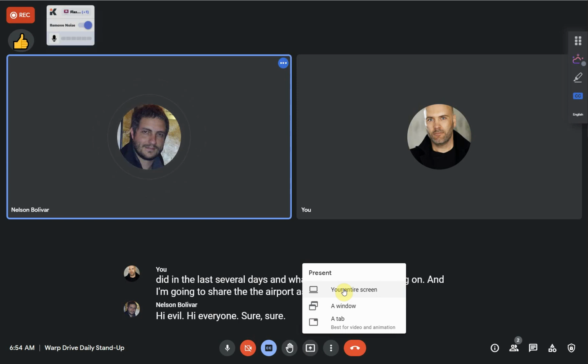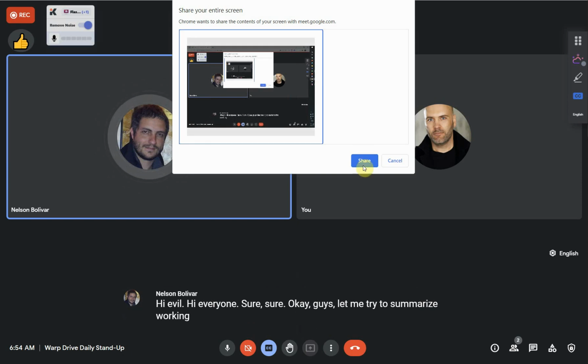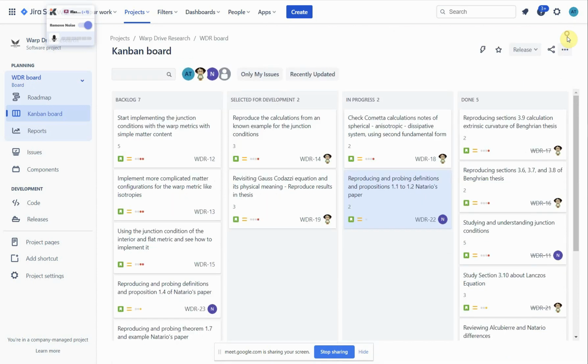Okay, guys, let me try to summarize what we've been working on in the last few days. There are several topics that we were touching in parallel. We are basically two teams working so far, and together we're touching these topics. The most important at this point is that we're studying junction conditions. Let me try to motivate a bit what these junction conditions mean.